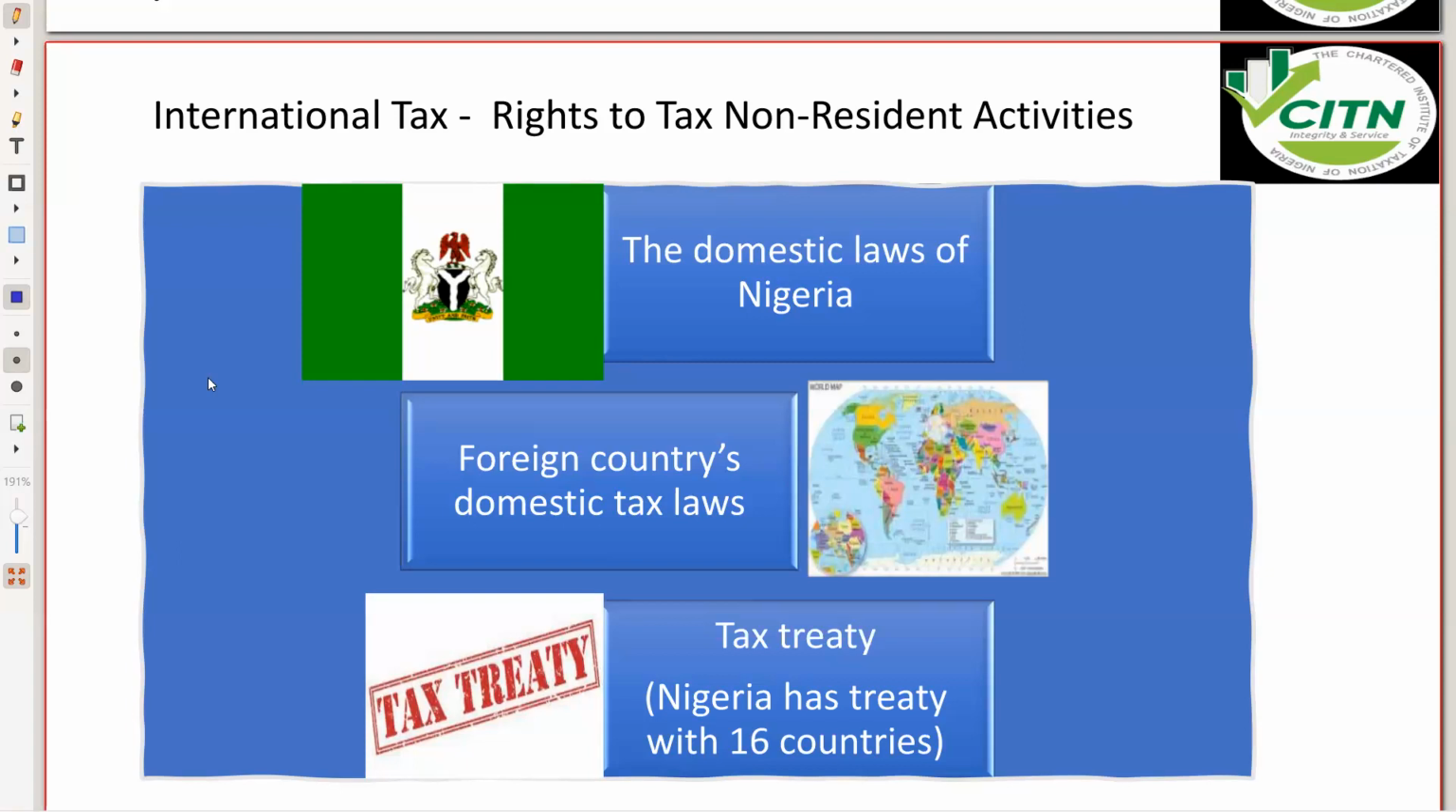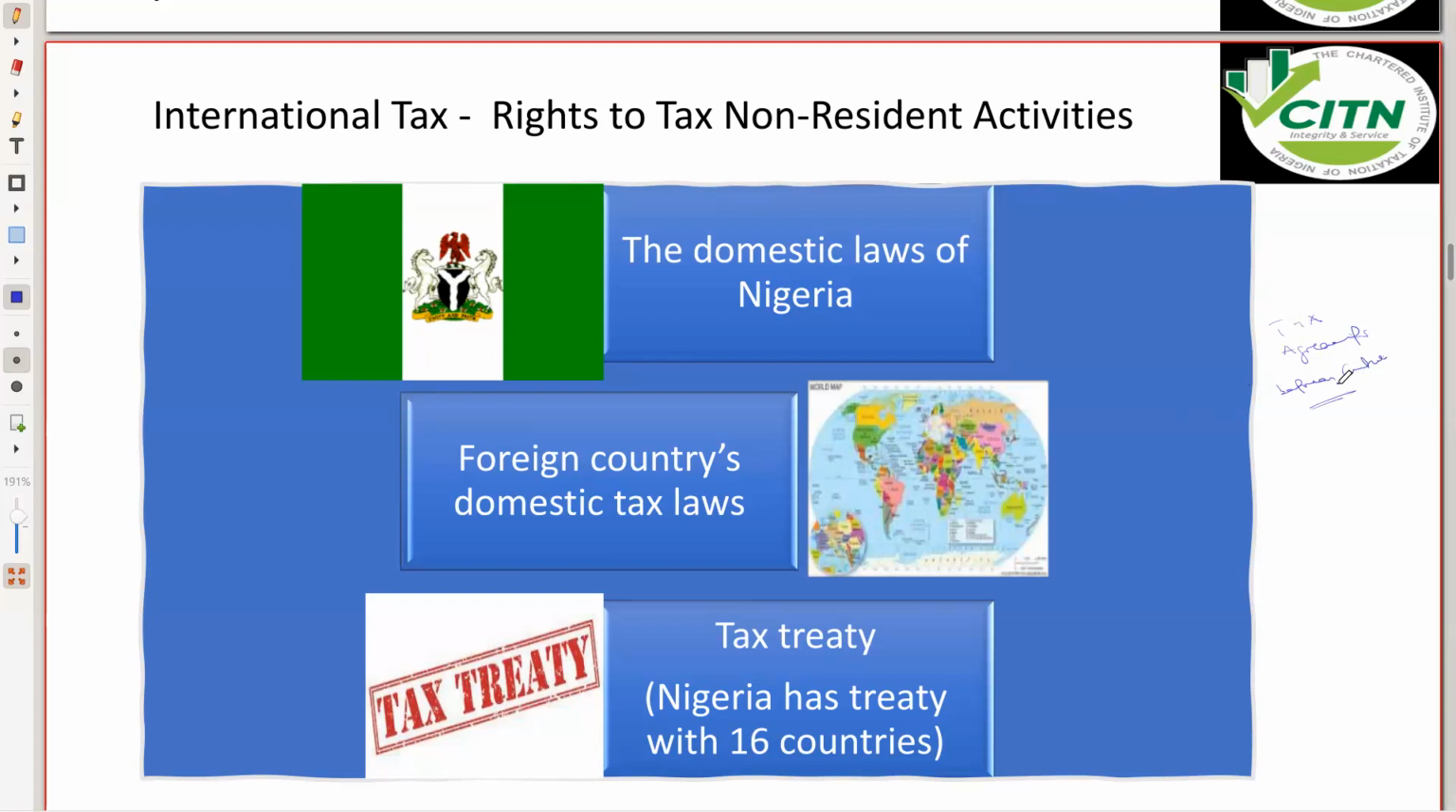A third area where countries derive the taxing rights is from tax treaties. By tax treaties, we mean agreements between countries. So tax agreements between countries.